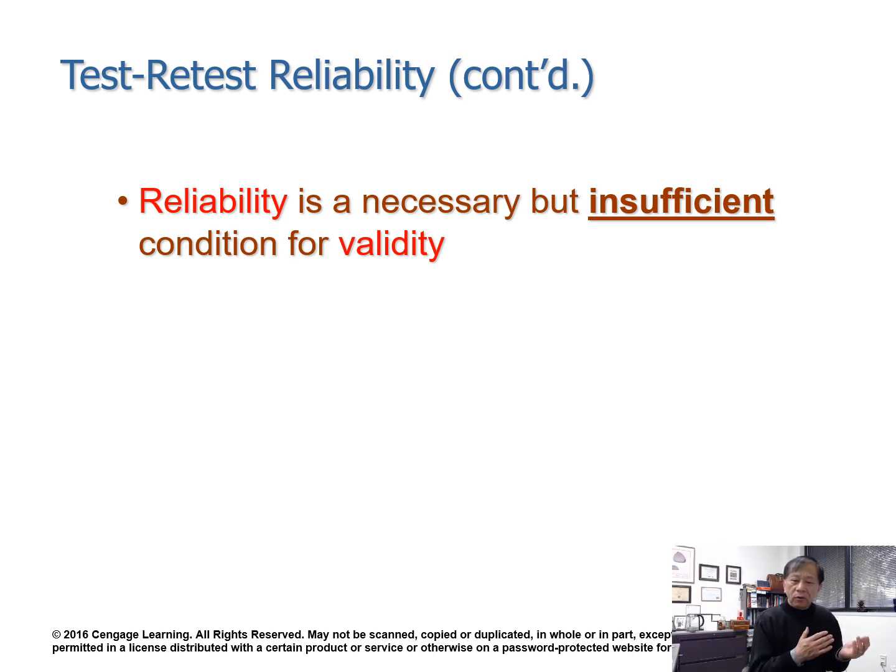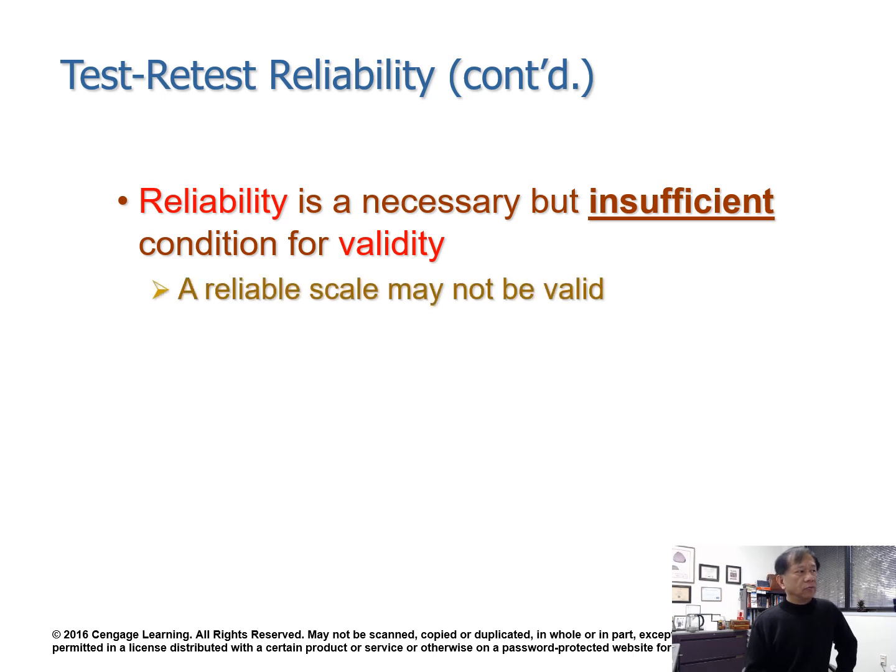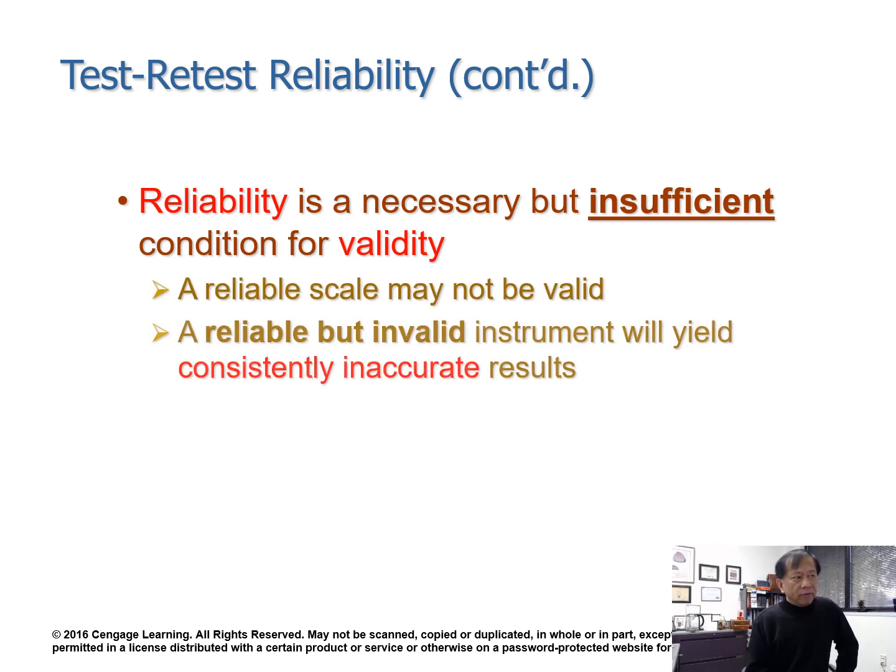It may be off, because I'm not weighing that much, right? So reliability is a necessary but insufficient condition for validity. A reliable scale may not be valid. Keep that in mind. A reliable but invalid instrument will yield consistently inaccurate results. Either it's biased toward high or low. It's off.